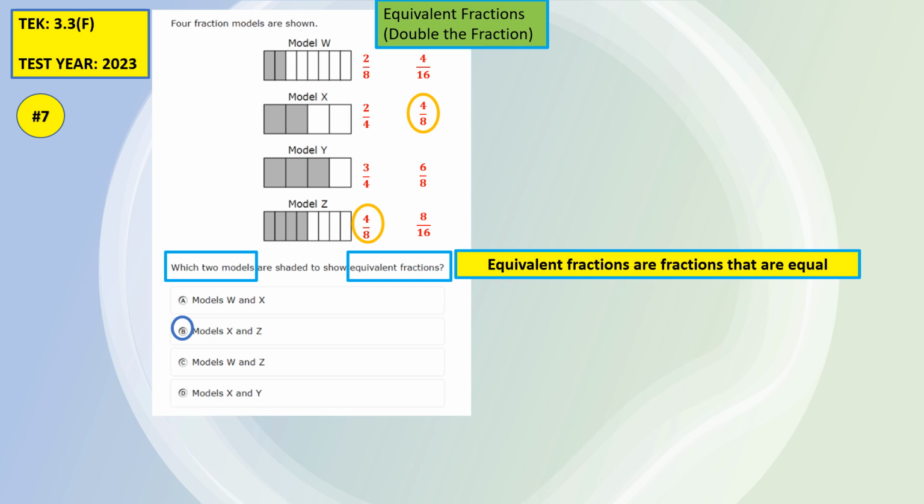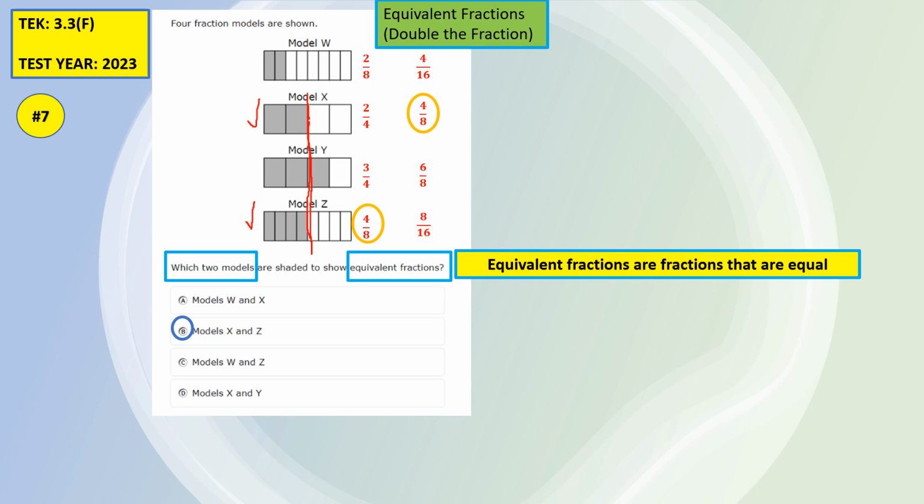Now, you could have also said, well, you know what, Miss Jones? I'm looking at it, and if I draw a line straight down my paper, I think that model X and Z kind of look alike anyway. They are. The same exact amount or area is shaded. So yeah, you could have eyeballed it and figured it out as well.